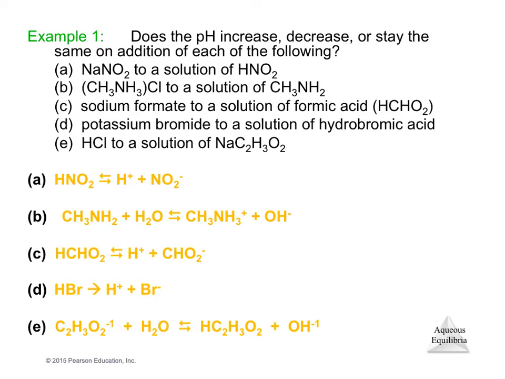So what we're going to do is look at an example. In this example, it wants to know if the pH is going to increase, decrease, or stay the same when we add each of the following. First, we need to think about what it means for the pH to increase or decrease. When the pH increases, that means it's going to become more basic. When the pH decreases, that means it's going to become more acidic.